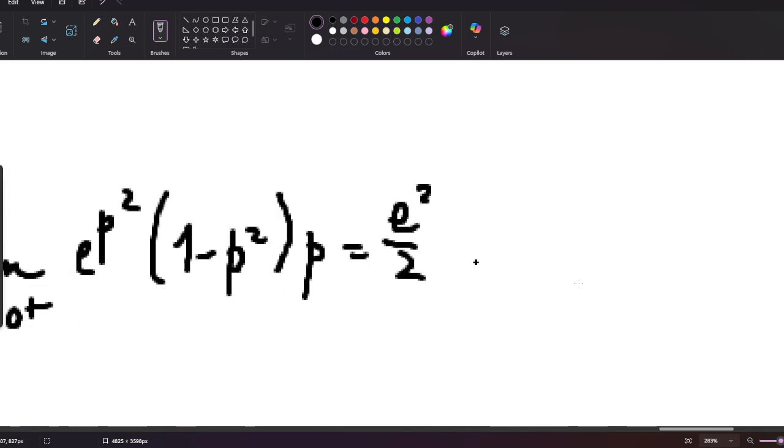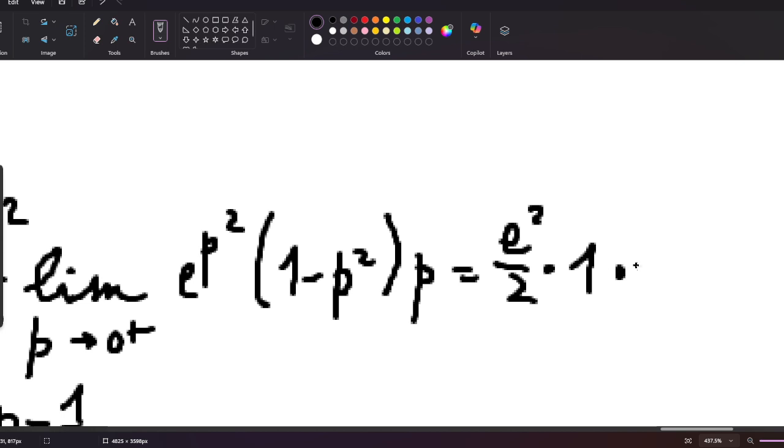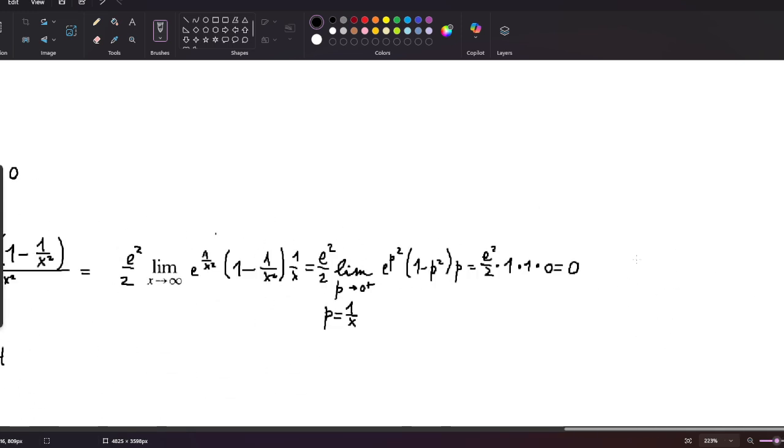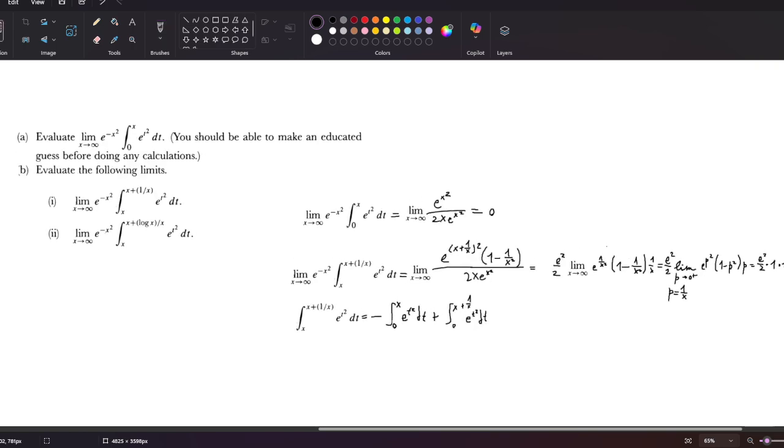E squared over 2 times 1 times 1 times 0. So this is just going to be 0. We have evaluated the limit. Let's go with the next one.